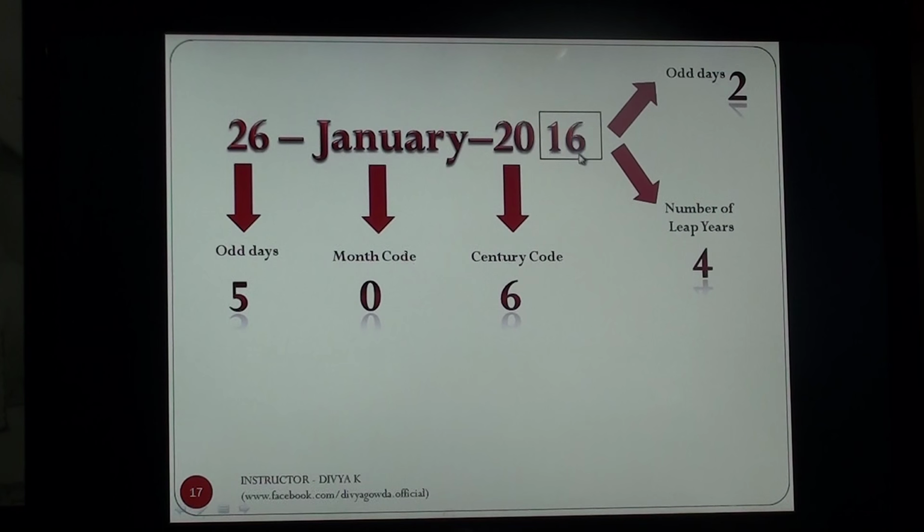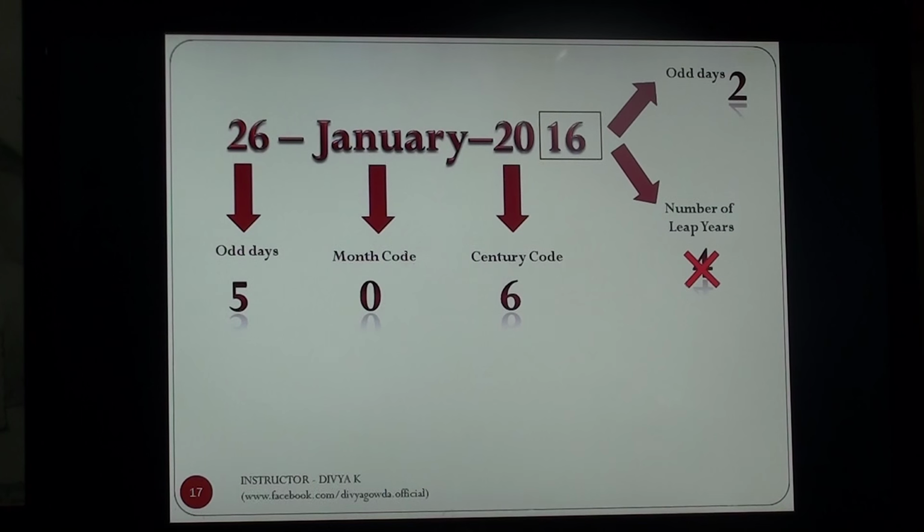And for the last 2 digits, first you have to consider the number of odd days. How will you calculate? 16 divided by 7 will give you remainder as 2. So you will have 2 odd days. And how many leap years will come? Since 16 is there, what we will do is 16 by 4 is actually 4. So 2004 was a leap year, 2008 was a leap year, 2012 was a leap year, so 2016. So we got 4 leap years, but this is wrong.